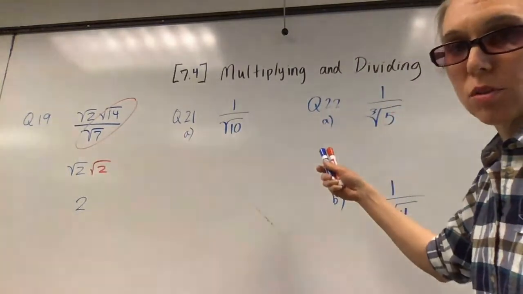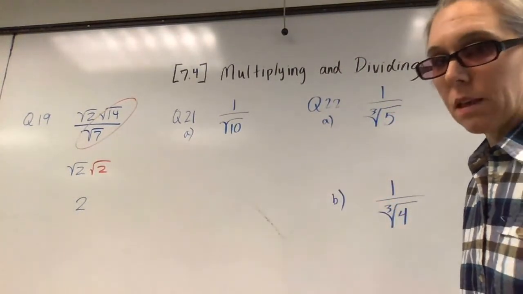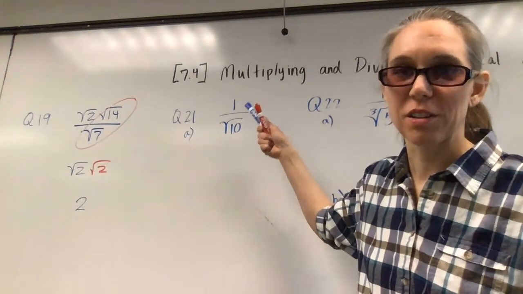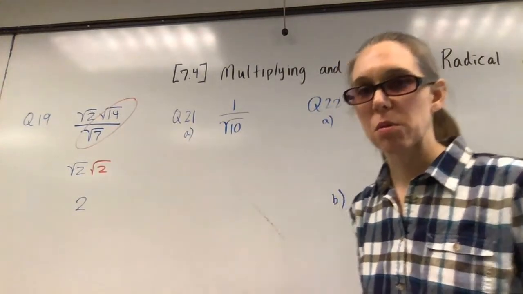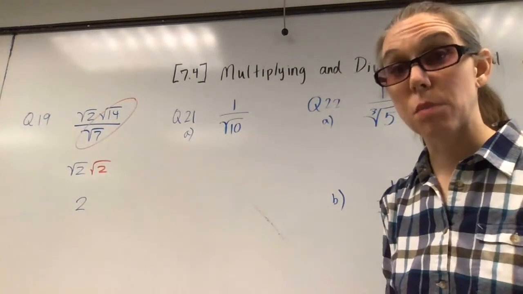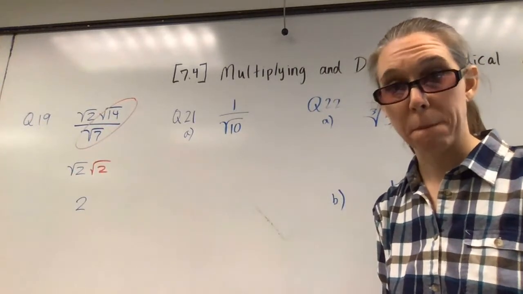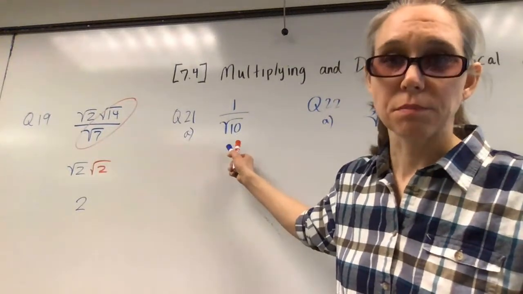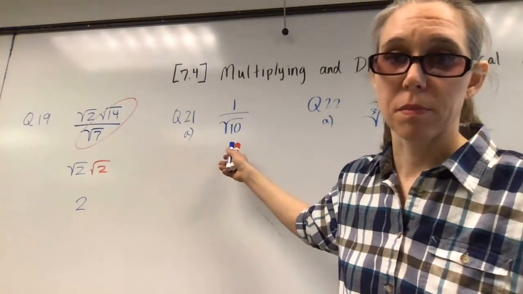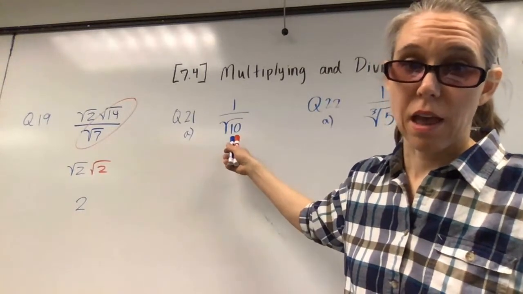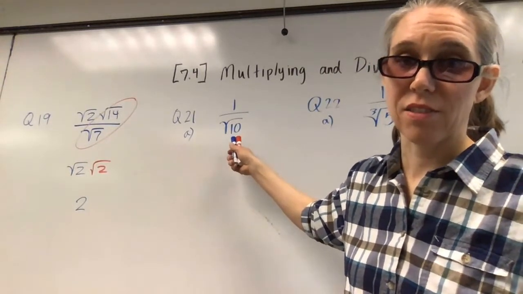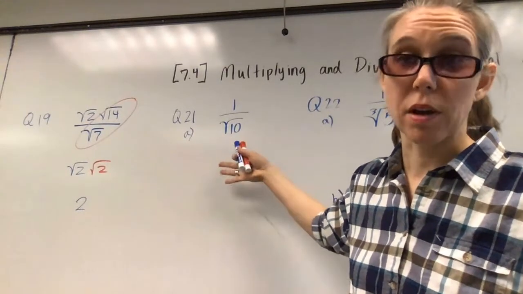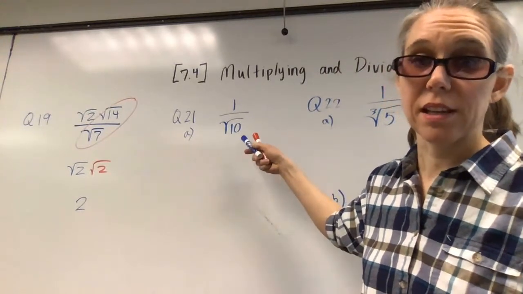Okay, for question number 21, I just wrote down part A. So here, the square root of 10. Obviously, there's nothing in the numerator that we can use to simplify this. So instead, what we want to do is think about what is the smallest perfect square that 10 divides into. Because we want to turn the denominator into a perfect square, the square root of a perfect square. And the smallest number that 10 divides into would be 100. Okay, the smallest number that's a perfect square that 10 divides into is 100. So 10 times 10 is 100.